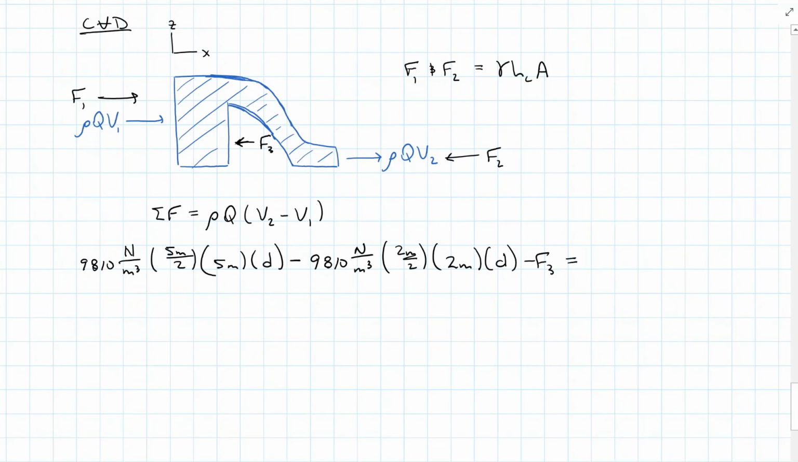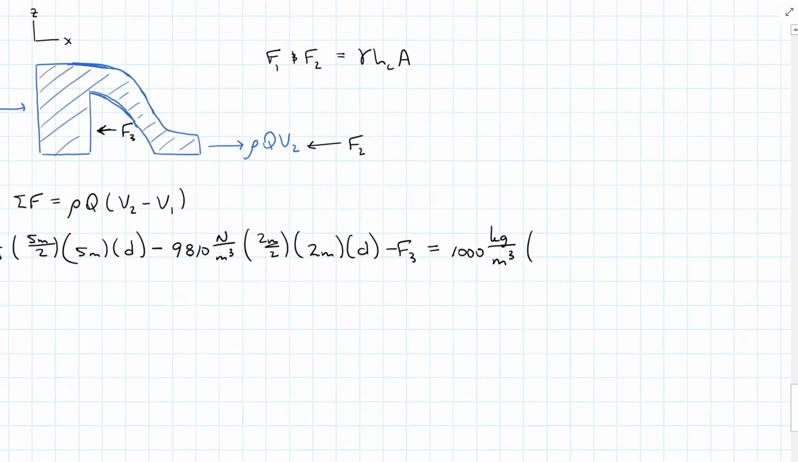And this needs to equal the density of water, 1,000 kilograms per meter cubed, times the flow rate of the water. I don't know the flow rate, but this is an incompressible fluid, so flow in equals flow out. So I just have to pick one side. Flow is equal to VA. So I'm going to say this is V2 times area, 2 meters times depth. And then it is flow velocity out minus velocity in. So it's going to be V2 minus V1.